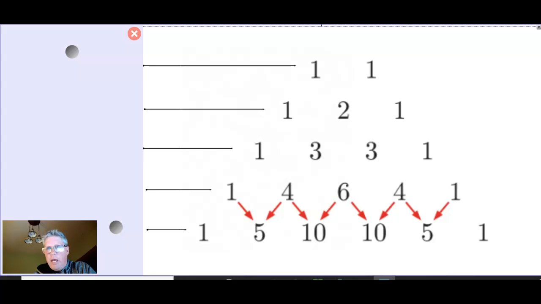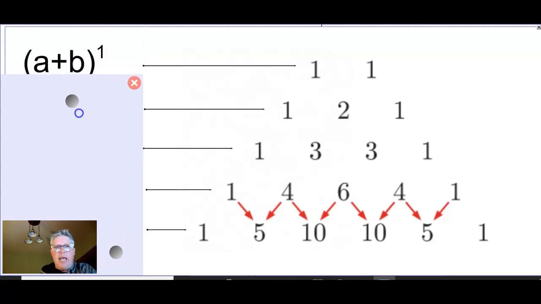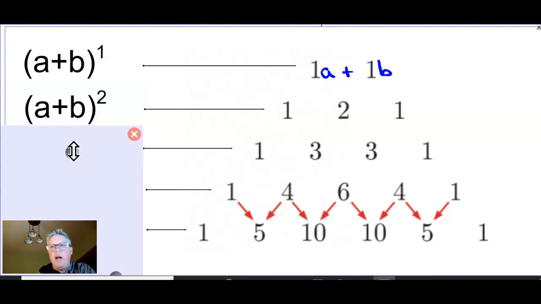Here we go. I thought I'd bring back some fun stuff that you haven't seen for a while. Anybody know what this is? Yes, this is Pascal's triangle. It's remarkable that if you take a plus b to the first, you get 1a plus 1b. No way, are you kidding me? A plus b squared, you get 1a squared plus 2a to the first b to the first plus 1b squared.